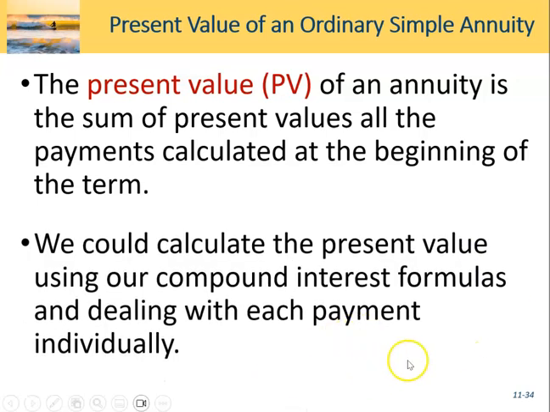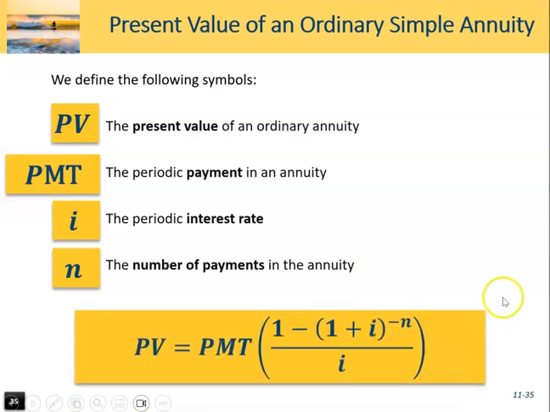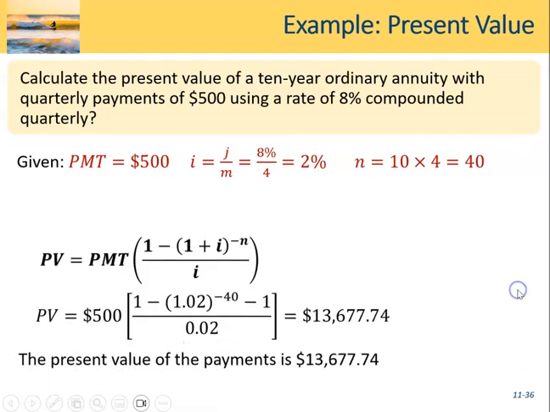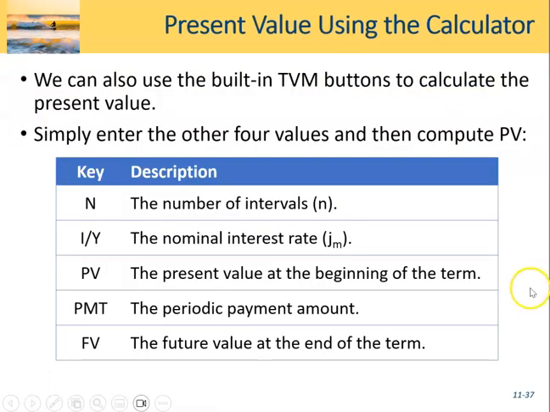So we could calculate the present value using our compound interest formulas and dealing with each payment individually, or we can do it using our financial calculator, and that's the part we're going to do. But the same as with the other one, if you would prefer to do the formulas, please feel free to spend some time working on the formulas. Otherwise, let's focus on using the financial features of our calculator.